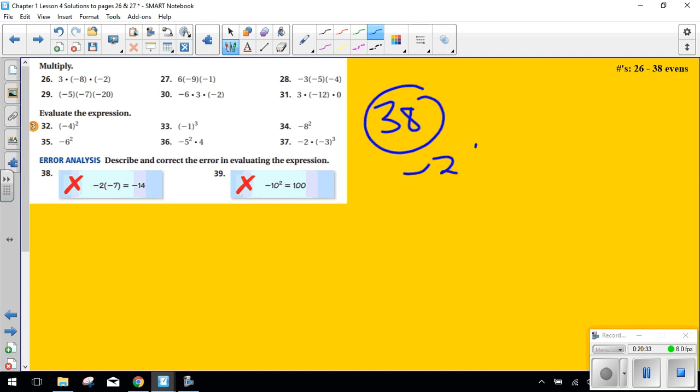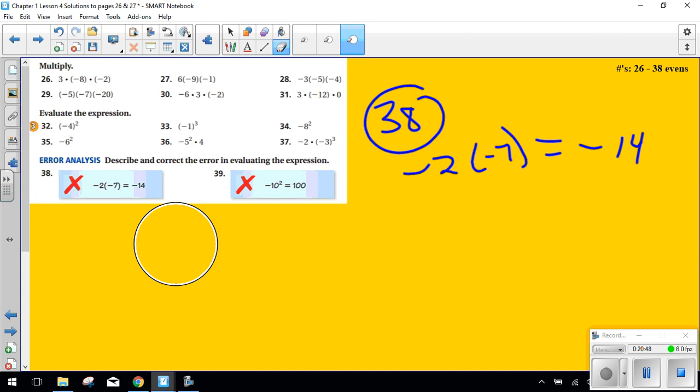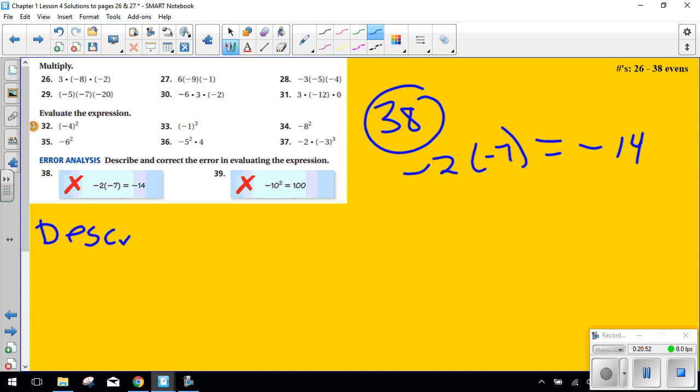So -2 times -7 equals -14. So describe and correct. I love these. We need to describe what the error was. I keep forgetting the R in describe. I don't know what my issue is. Okay, we're going to describe and we're going to correct.